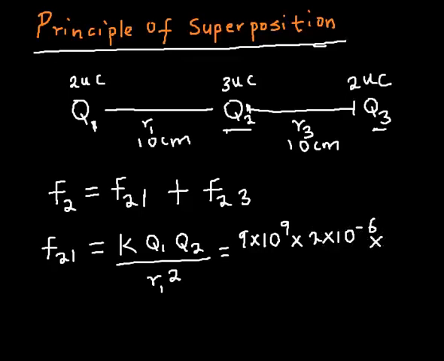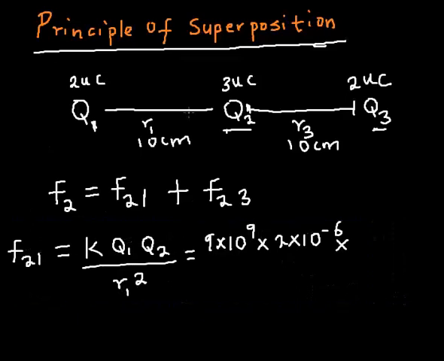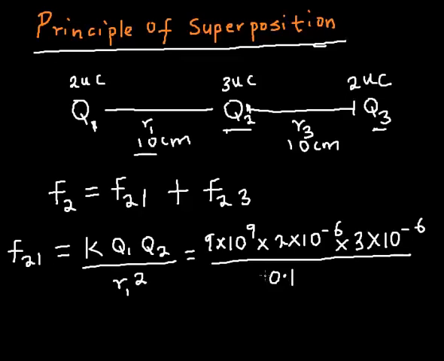Then multiply by Q2. Q2 is 3 microcoulombs. That's 3 times 10 raised to the power of minus 6, divided by that distance, 10 cm. Converting 10 cm to meters, that's 0.1 meter. So I have to square this. 9 times 2 times 3, that's 54. So 54 divided by 0.01.